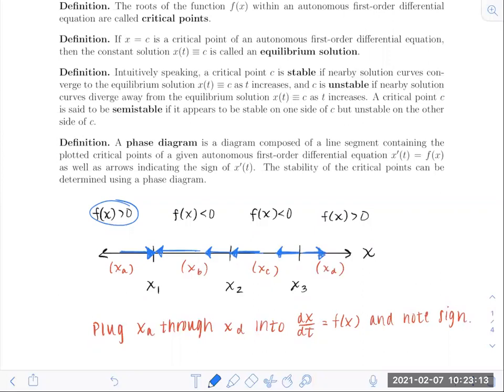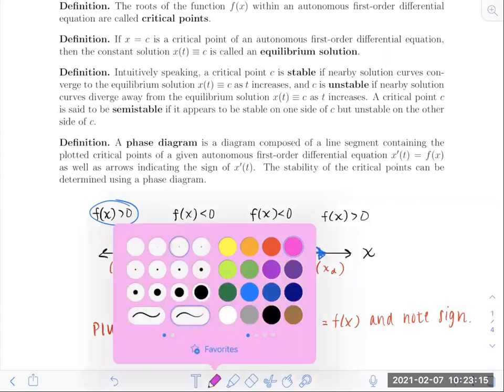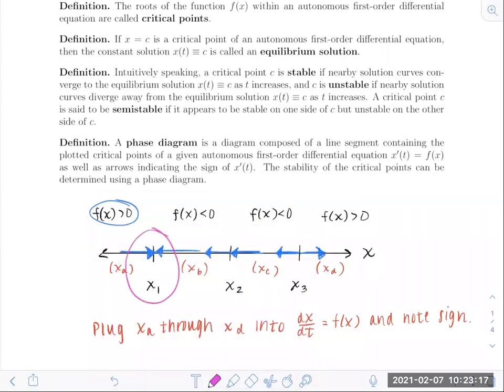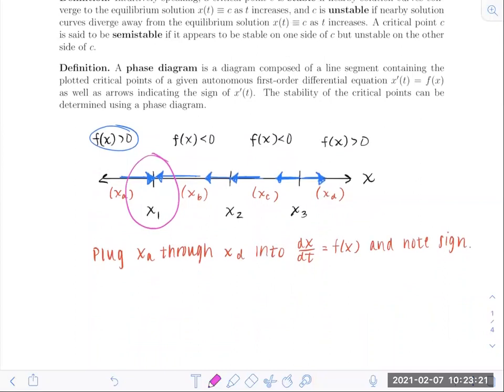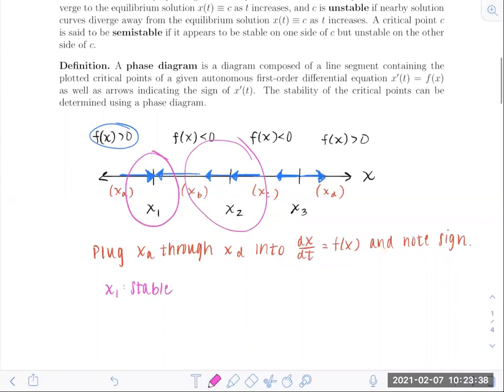All right, so then let's take a look here. At x1, you can see the arrows are pointing towards x1. That means that the solution curves will converge to x1. So we would classify x1 as a stable critical point. Let's look at x2. From the left, we're diverging away from x2, and from the right, we're converging toward it. So that would be a semi-stable critical point.